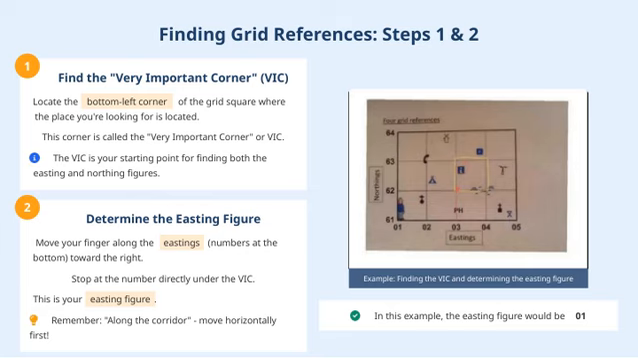Once you've found the VIC, the next step is to determine the Eastings figure. To do this, move your finger along the Eastings numbers. Those are the numbers at the bottom of the grid, toward the right. Stop when you reach the number directly under the VIC. That number is your Easting figure. Remember the key idea here. Along the corridor, meaning you move horizontally first, along the bottom row. For example, the Easting figure would be 1. This process helps you get a precise reference point on the grid, which is essential for accurate navigation or location finding. So always start by finding the VIC, then move horizontally to determine your Easting.